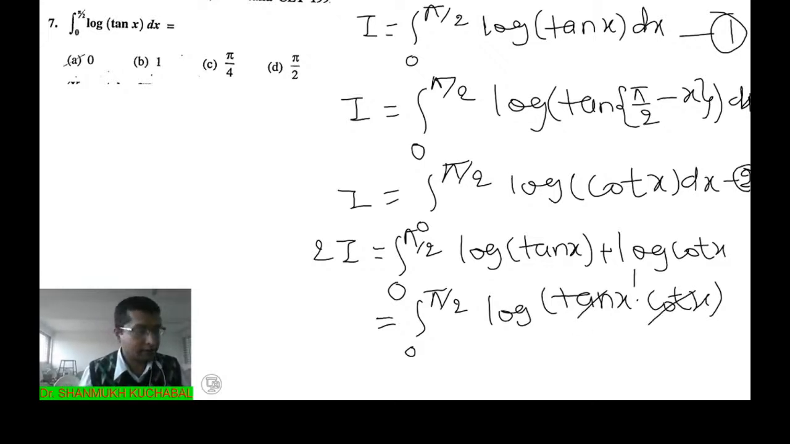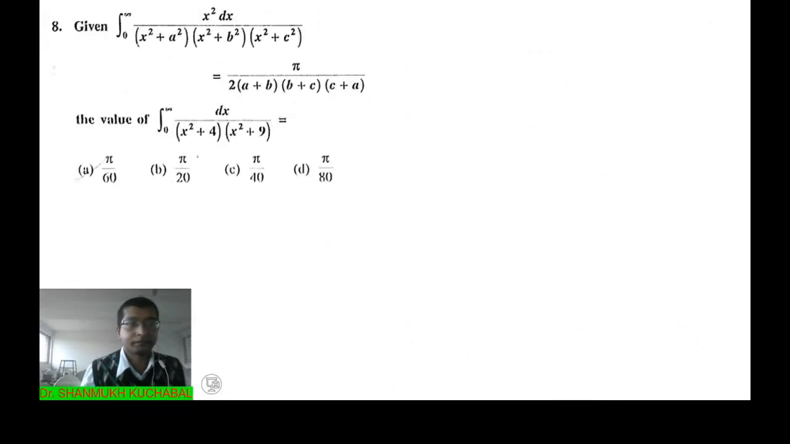Log 1 value is 0. Therefore whatever integration comes is multiplied by 0, so we get the answer 0. So 2I equals 0, so I equals 0. Therefore option A, 0, is the right answer.